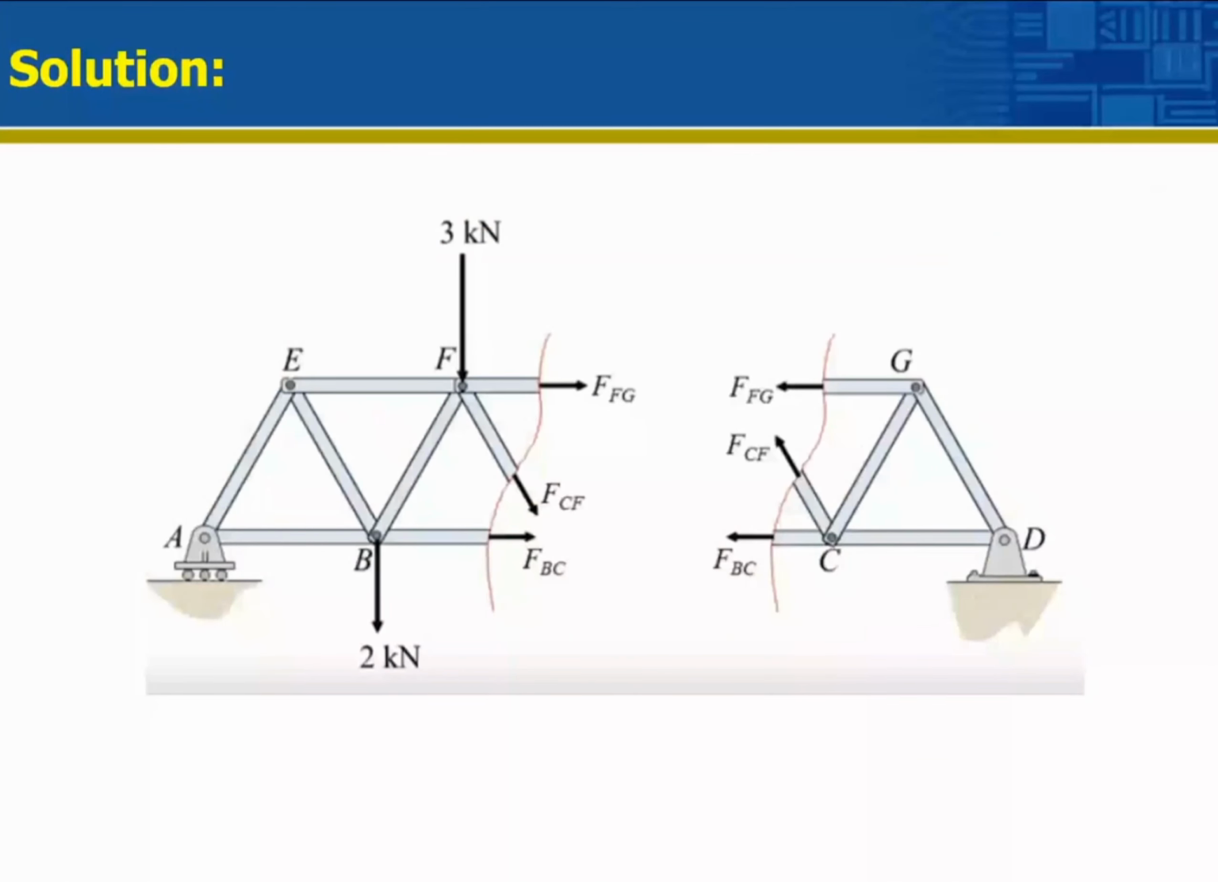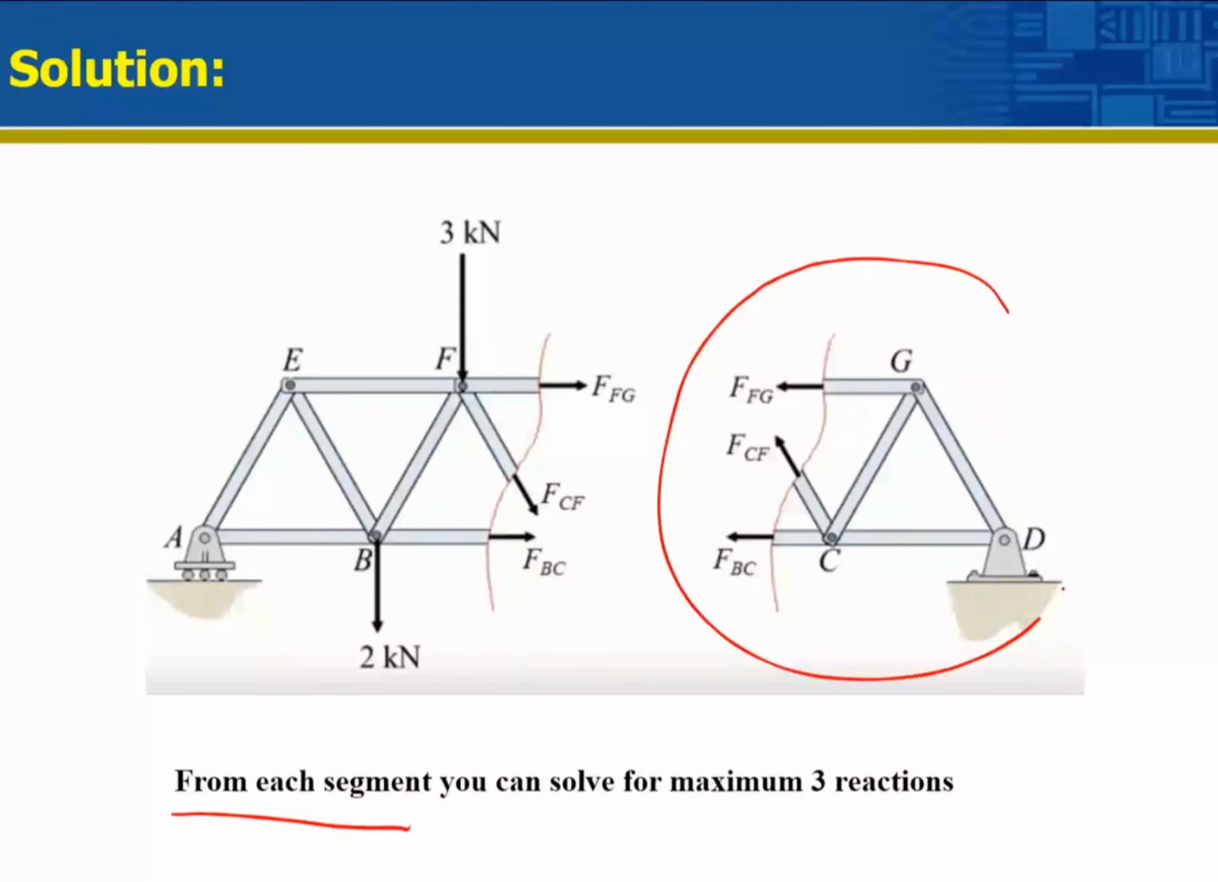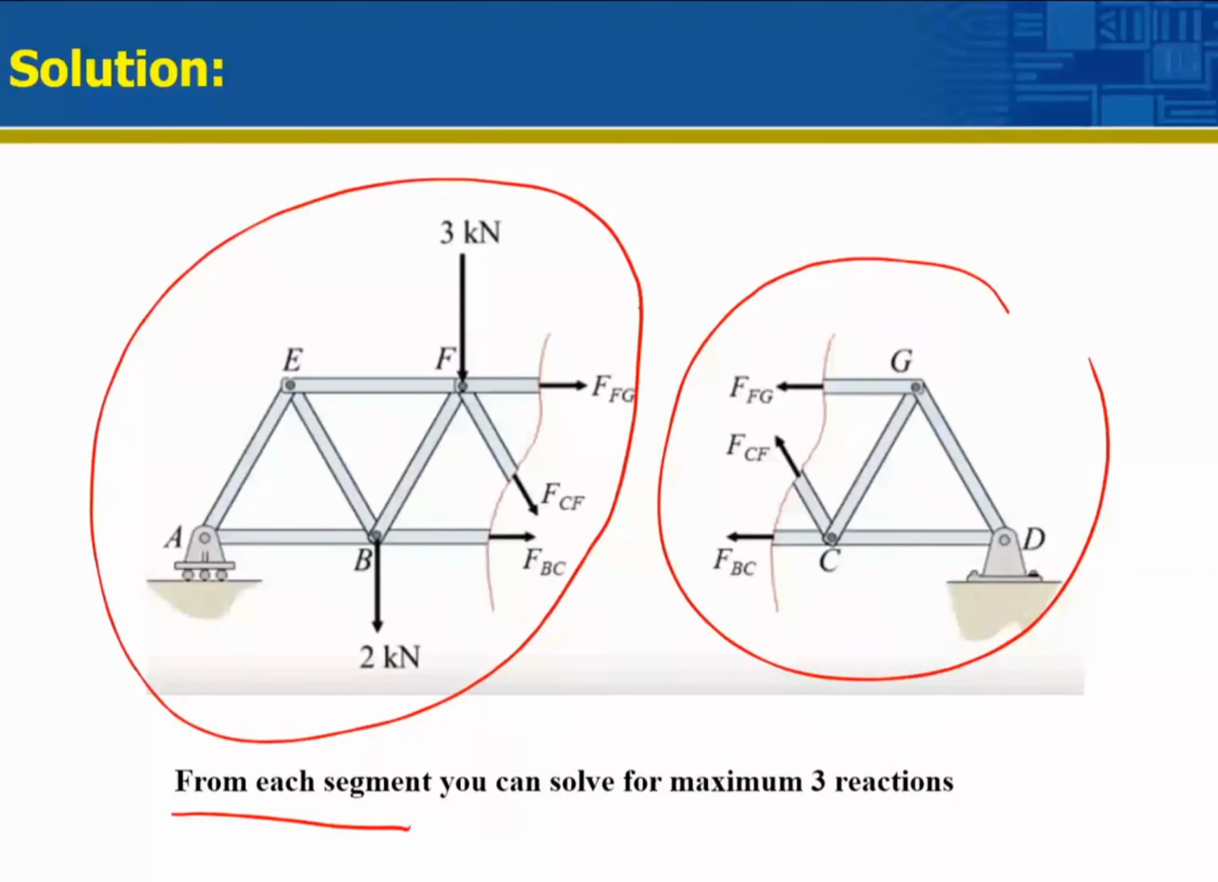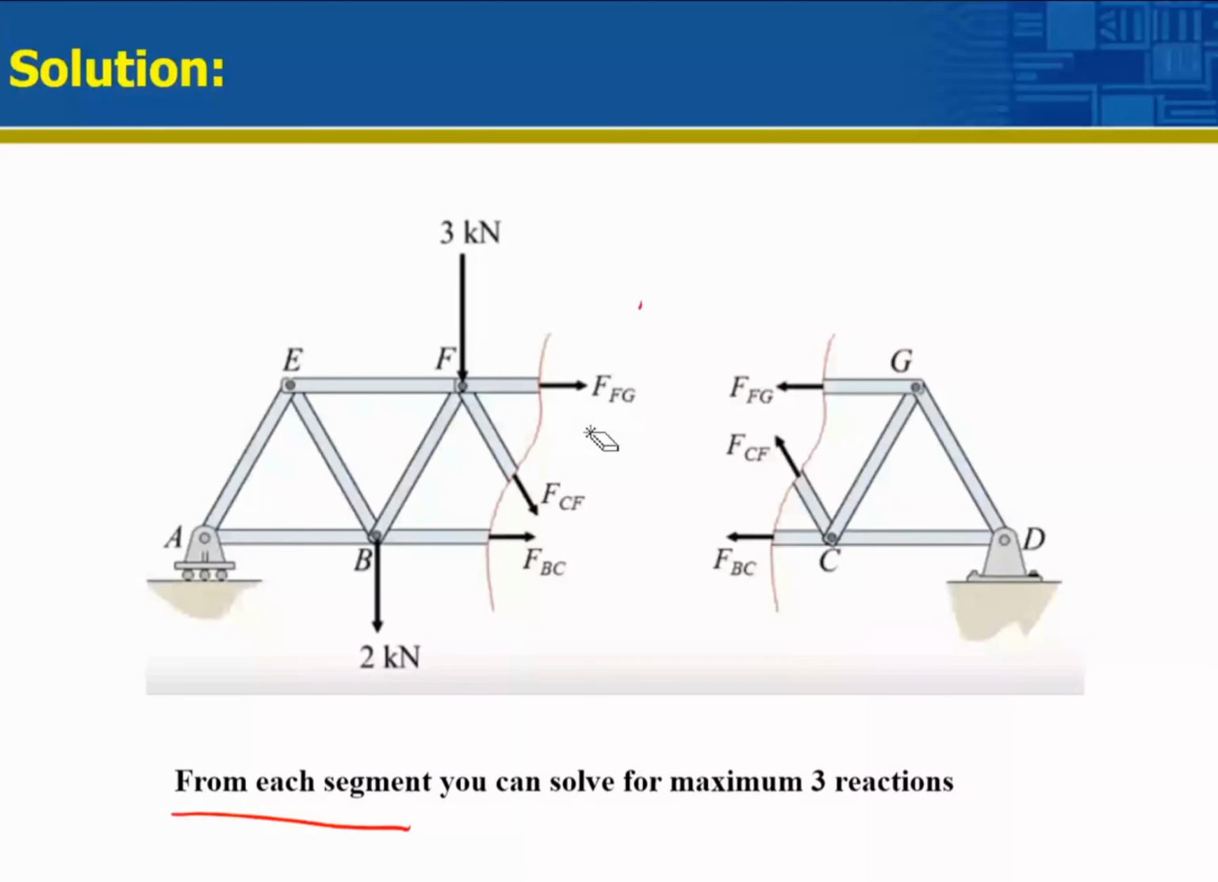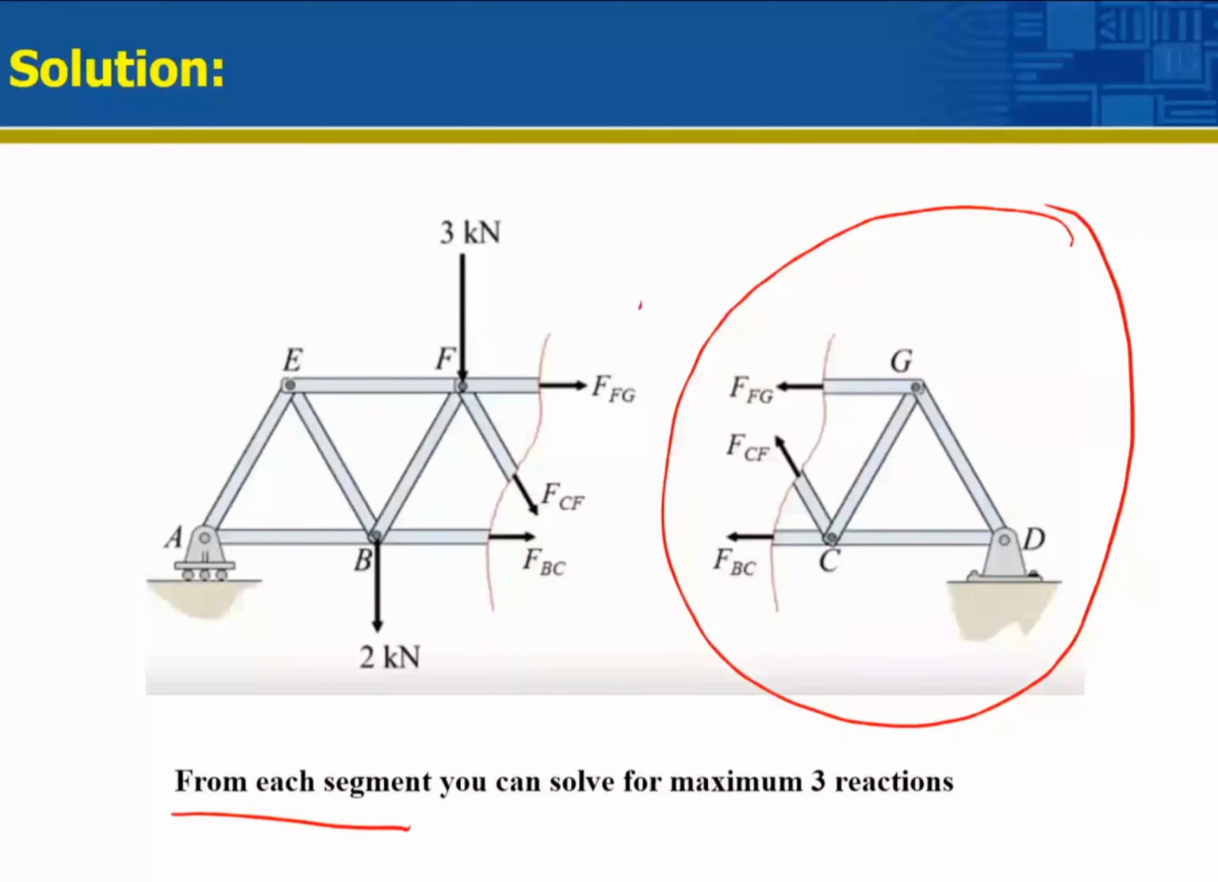And as it says here, this is 1 segment and this is the other segment. From each segment, you can solve for a maximum of 3 reactions. Got 3 equations, so naturally you can solve 3 reactions. So, the question is, which one? Let me look at this segment first. Let me see. I pick segment B for my analysis. So what I've got is this unknown reaction support force, and this unknown.